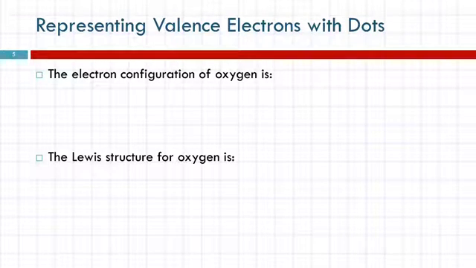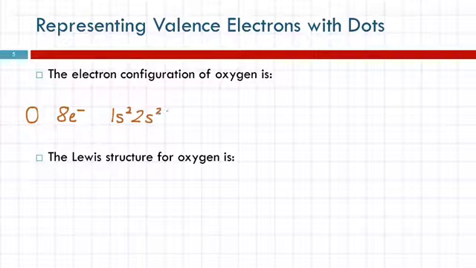Okay, so let's look at first the electron configuration for oxygen. So how many electrons does oxygen have? 8. It has 8 electrons. And as we've learned, we can look at the periodic table and get the electron configuration from there. It's going to be 1s2, 2s2, 2p4. Everybody okay with that? We can double check by adding up these superscripts. 2 plus 2 plus 4 is 8, so that's a good sign that we might be correct.